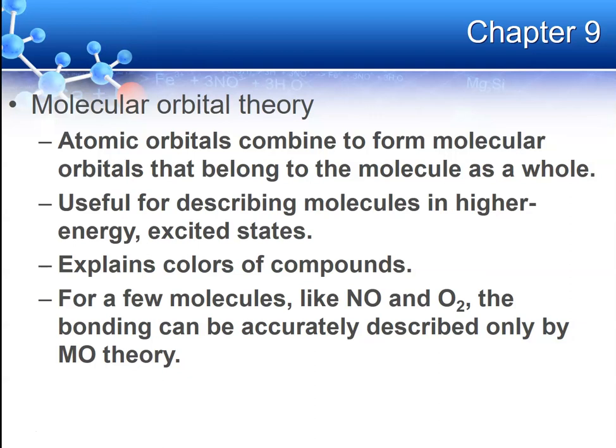So if you're trying to explain why molecules react the way they do, which we have not just tried to do in this chapter, but later in your career you will, MO theory can help us out in that regard. It explains why some compounds have specific colors, which valence bond theory won't do for us. And for a few molecules like NO and O2, the bonding can be accurately described only by molecular orbital theory. Valence bond theory will not do that for us.